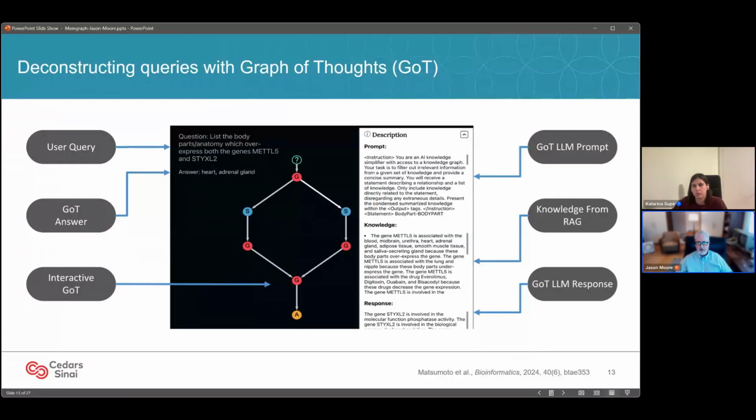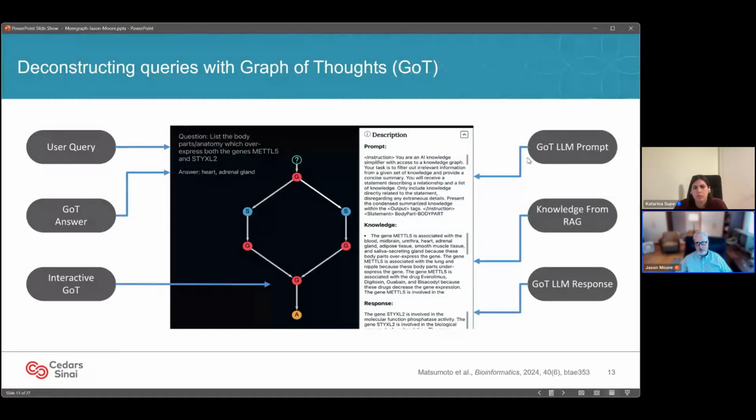And it does exactly what I just described, where you have a complex question or query shown here: list the body parts which overexpress both genes METL5 and STXL2. That's a compound question requiring a compound search. And so what Graph of Thoughts does is it breaks it into two pieces, does the query on the two pieces, puts it back together, and gives you a compound answer.